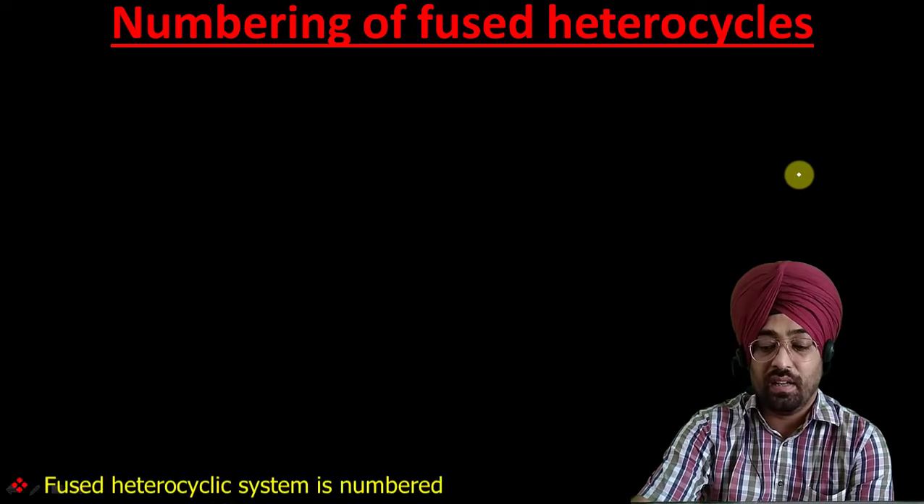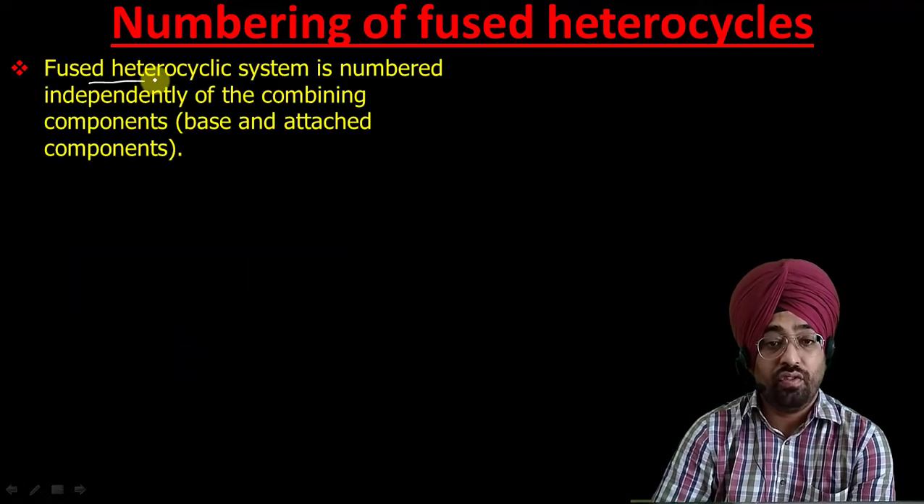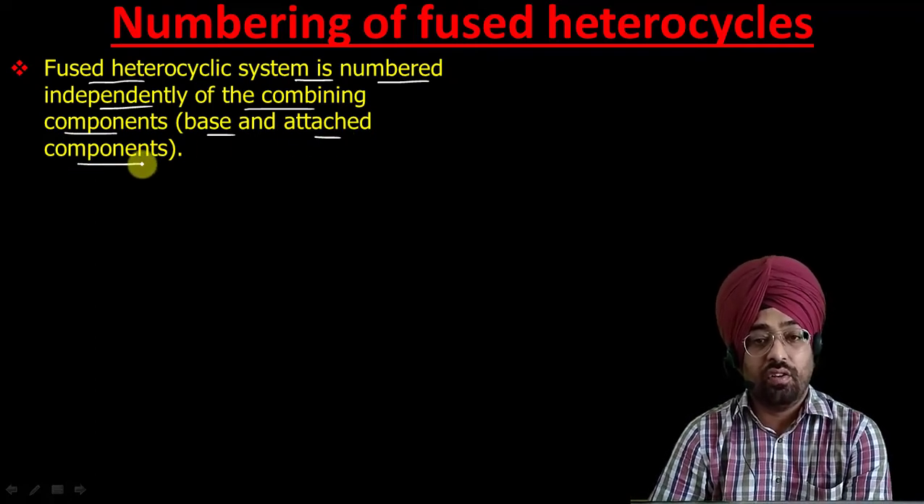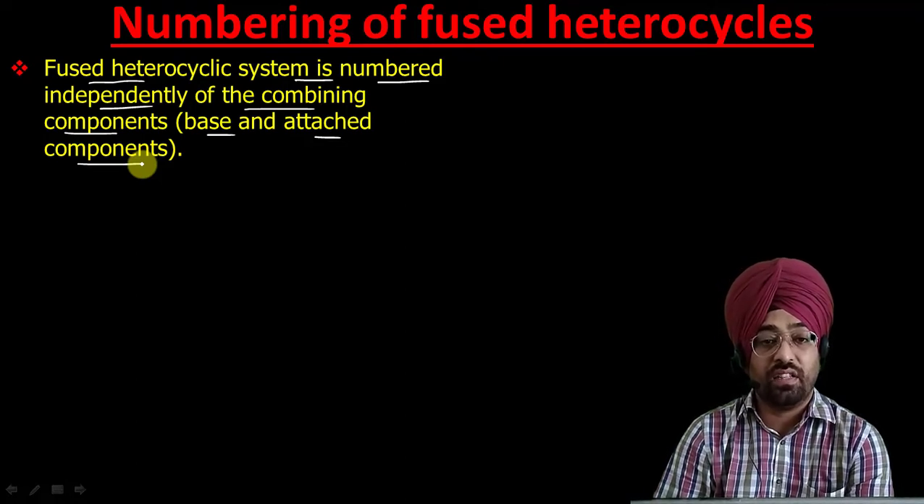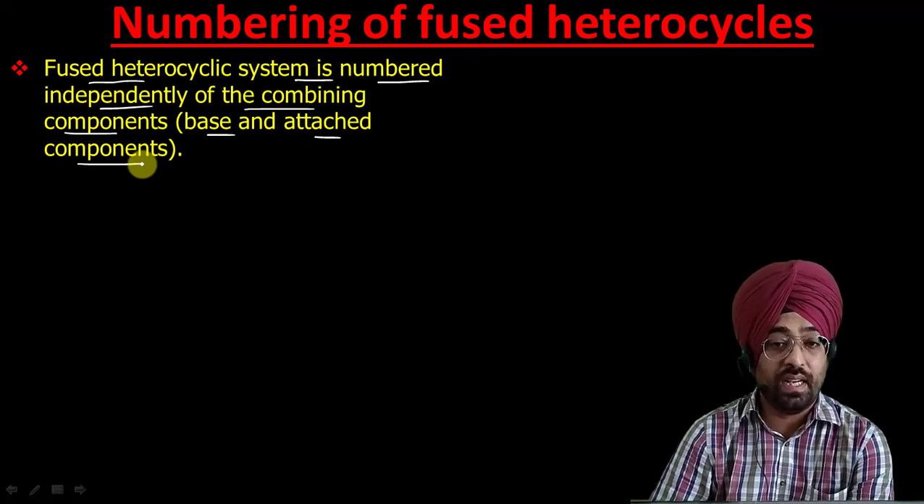As I have said, the first thing that is very important here is that a fused heterocyclic system is numbered independently of the combining components, base and attached component. We discussed that in order to name a fused heterocycle, we first have to dissect it, then we have to number the individual components. But the numbering of a heterocyclic system as a whole has nothing to do with the base and attached component.